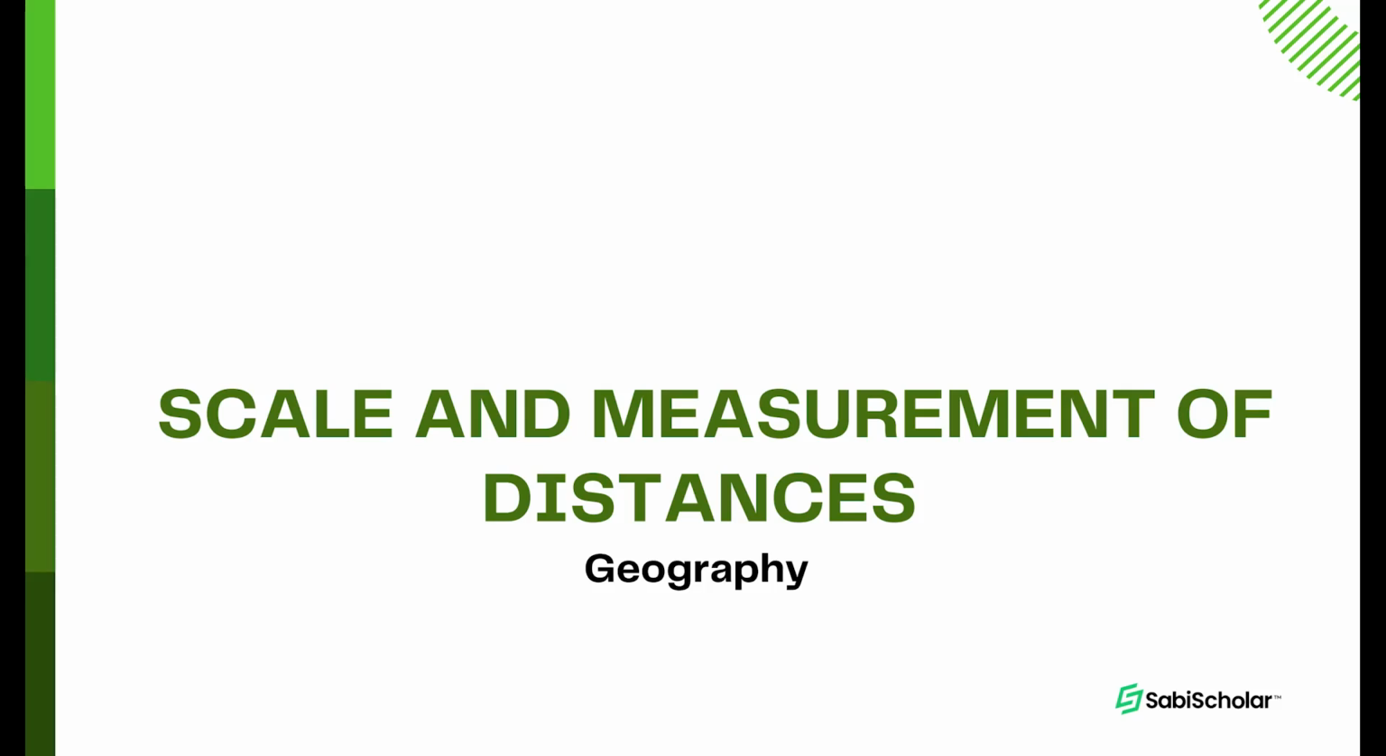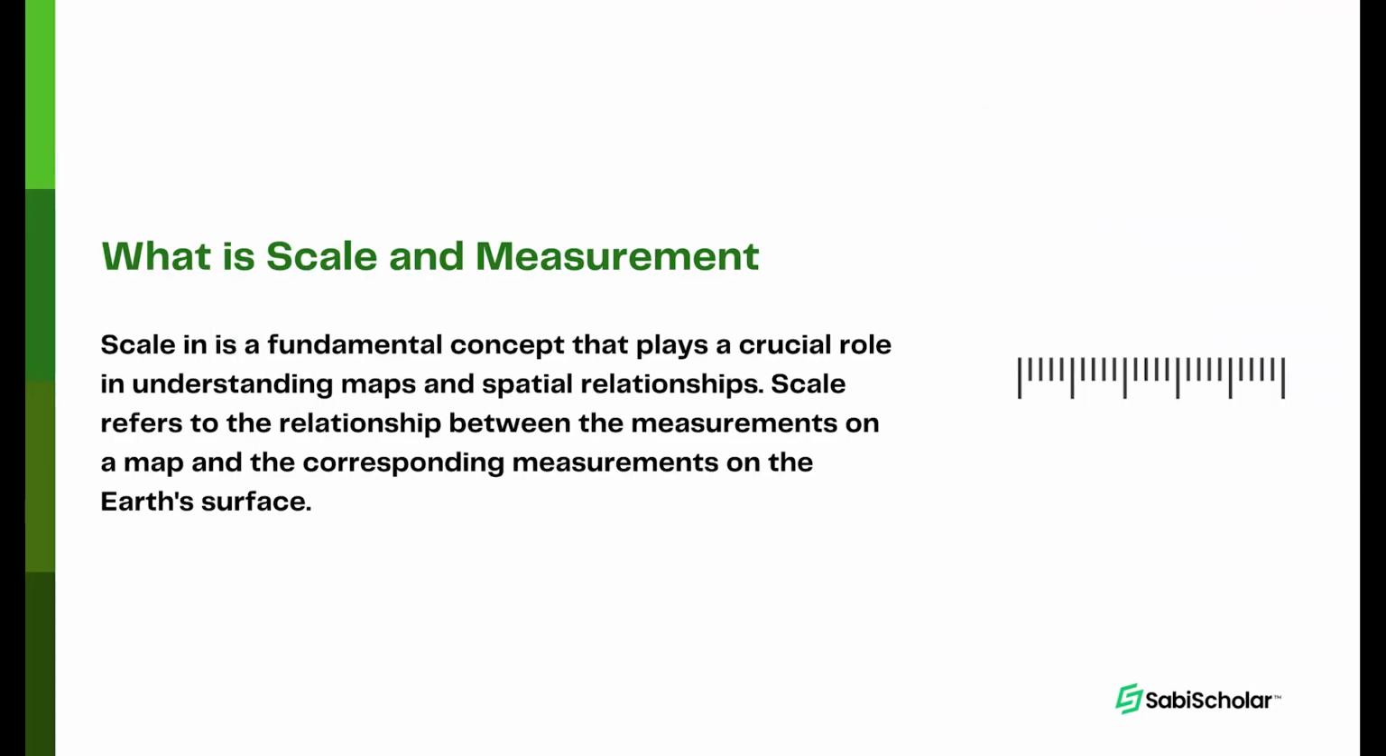Welcome back. We're going to be looking at the scale and measurement of distances. So first off, let's look at the definition of what a scale is and what measurement is. A scale is a fundamental concept that plays a crucial role in understanding maps and spatial relationships. It refers to the relationship between the distances represented on a map and the corresponding distances on the Earth's surface. So essentially, understanding scale is essential for accurately interpreting maps and measuring distances at the same time.